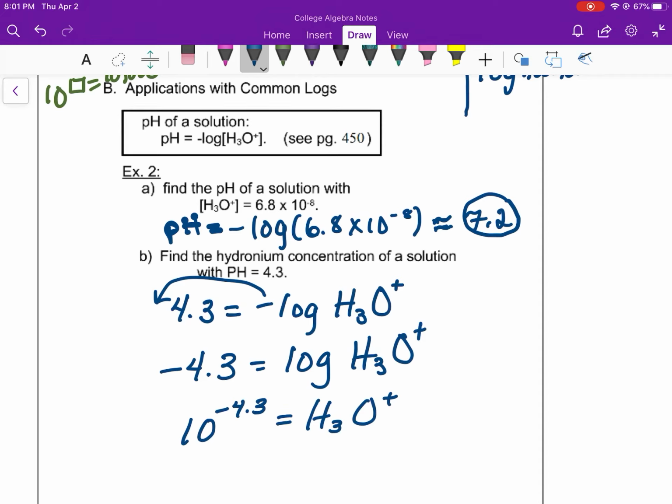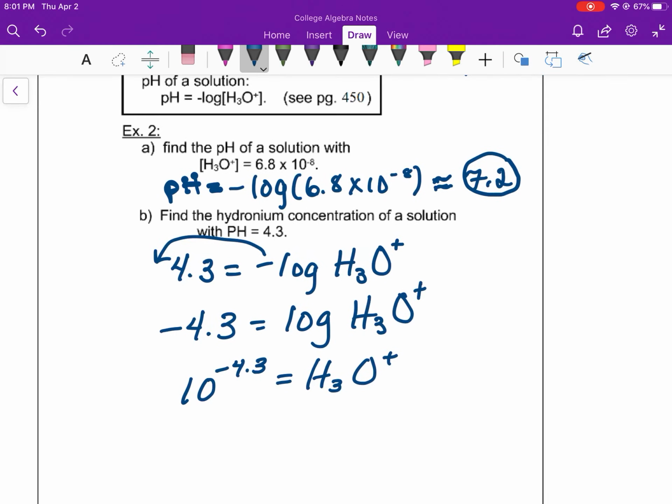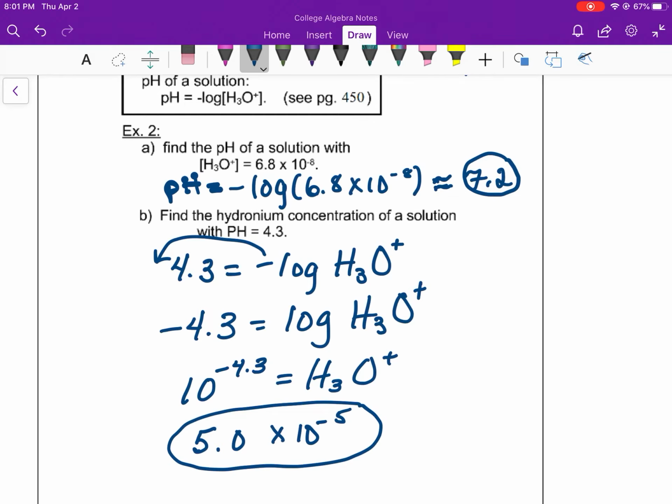Now a common way to write this answer is in scientific notation. So my calculator automatically puts it in scientific notation. Yours might not. There it is.